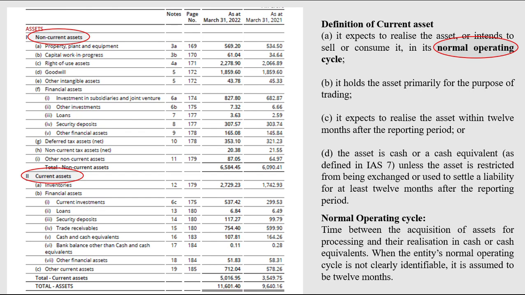So usually now, let me put it like this: the fundamental is that inventories and trade receivables usually form part of your normal operating cycle and thus need to be classified as current. Everything else, the standard tells us to classify as non-current, right?